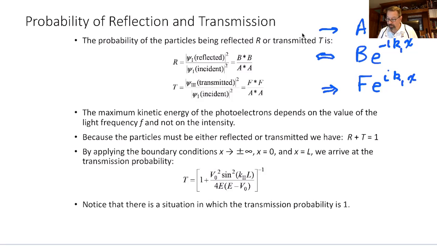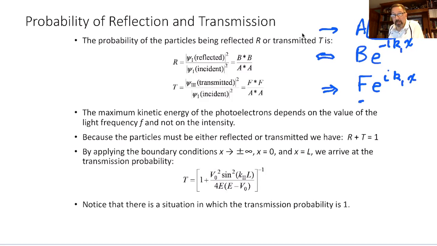Hopefully it makes sense that the reflection probability is b star b over a star a. What happened to the exponential? Remember, when I multiply by its complex conjugate, this term gets multiplied by e to the minus i k1x, and it just goes to 1. And so all I'm left with is a star a. It presumes that a and b and f here could be complex. Very often they'll be real numbers, but they could actually be complex numbers in the most general problem. And the transmission coefficient would be just f star f over what comes in.